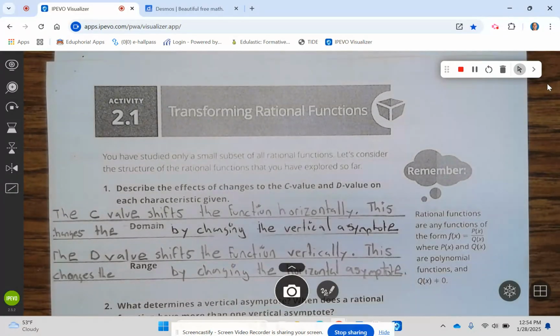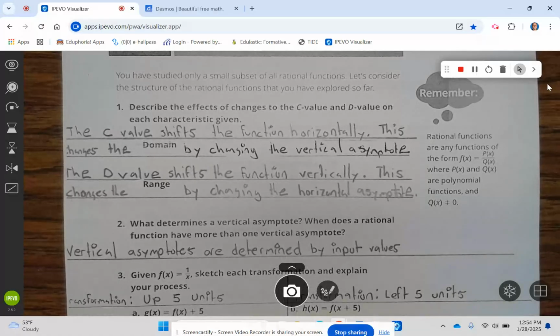Activity 2.1, transforming rational functions. You have studied only a small subset of all rational functions. Let's consider the structure of the rational functions that you have explored so far. Describe the effects of changes to the c value and d value on each characteristic given. The c value shifts the function horizontally. This changes the domain by changing the vertical asymptote. The d value shifts the function vertically. This changes the range by changing the horizontal asymptote.